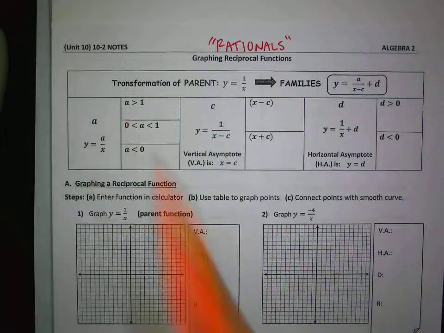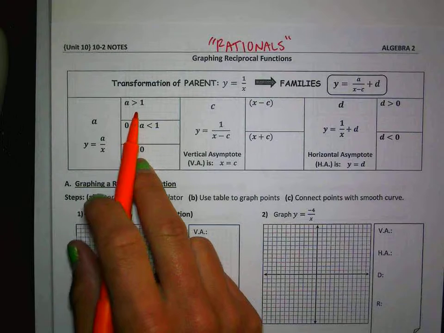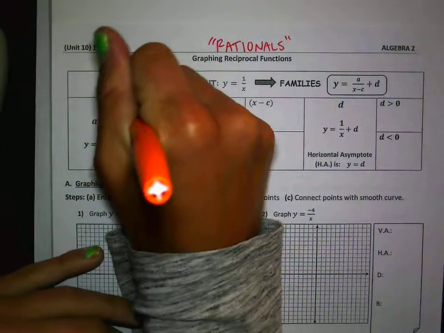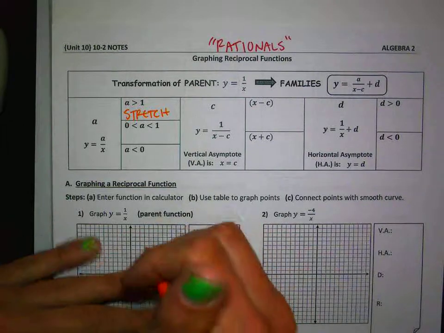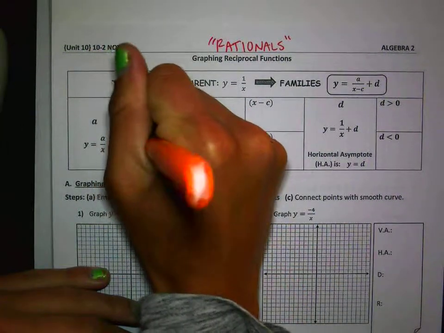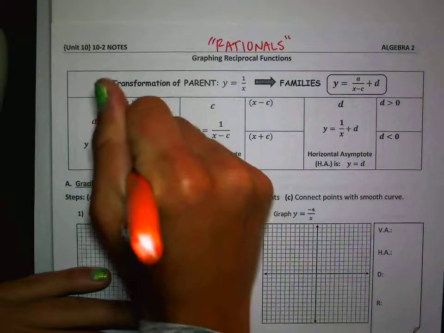For your a value, that's the number that's going to be on top. It's still going to be your stretch, compress, reflect, all of that good stuff. So if it's bigger than 1, stretch. If you're between 0 and 1, compress. And if you are less than 0, reflect over the x.